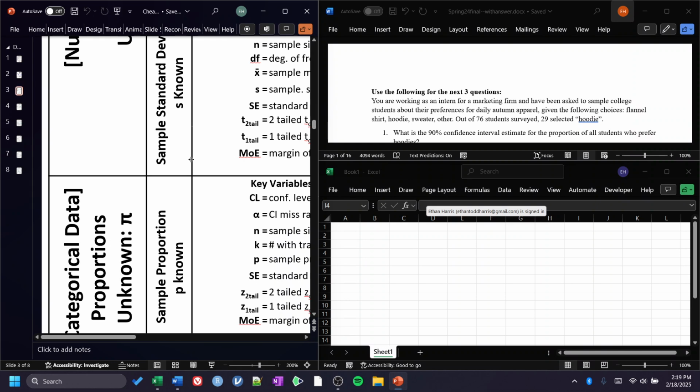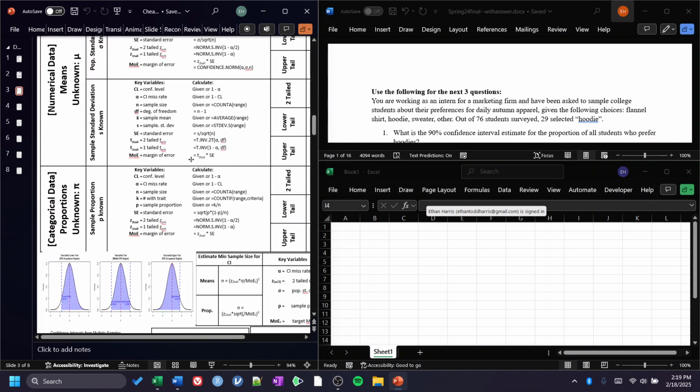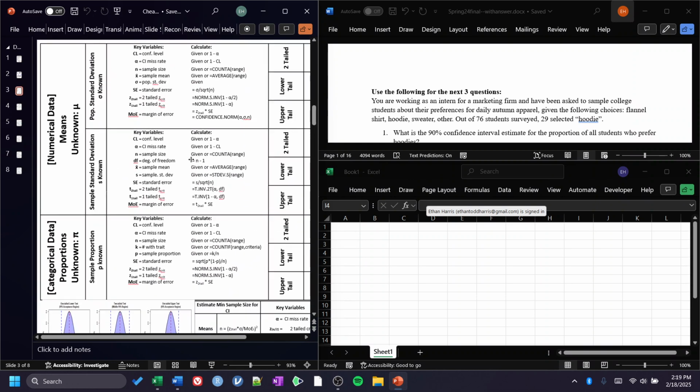I'm going to go to our page 3 real quick. This is going to help us figure out exactly where we are and what problem we should do. And then we're going to use Excel to actually do our calculations.